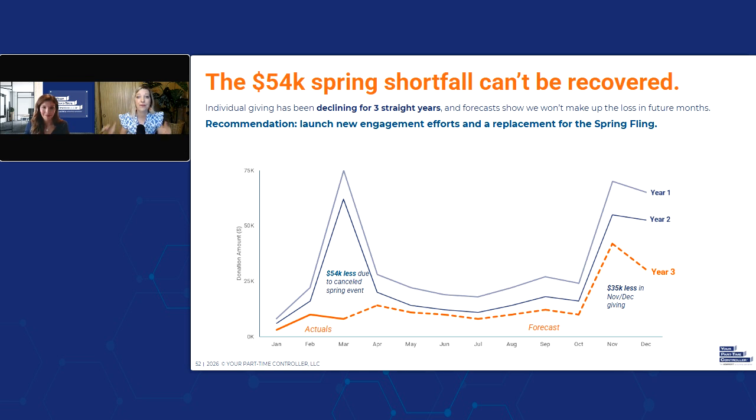We have a big headline. The 54,000 spring shortfall can't be recovered. Individual donations have been declining for 3 straight years. So I'm trying to show it's not just that we can't recover it, it's that we've got a trend over years. And the forecasts are showing we're not going to make this up. And then I have my call to action. We have to launch a new engagement effort to replace the spring event.